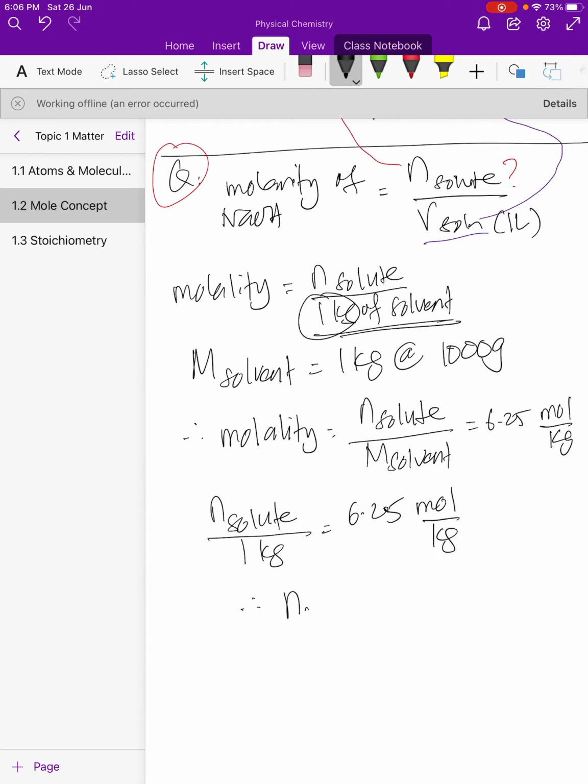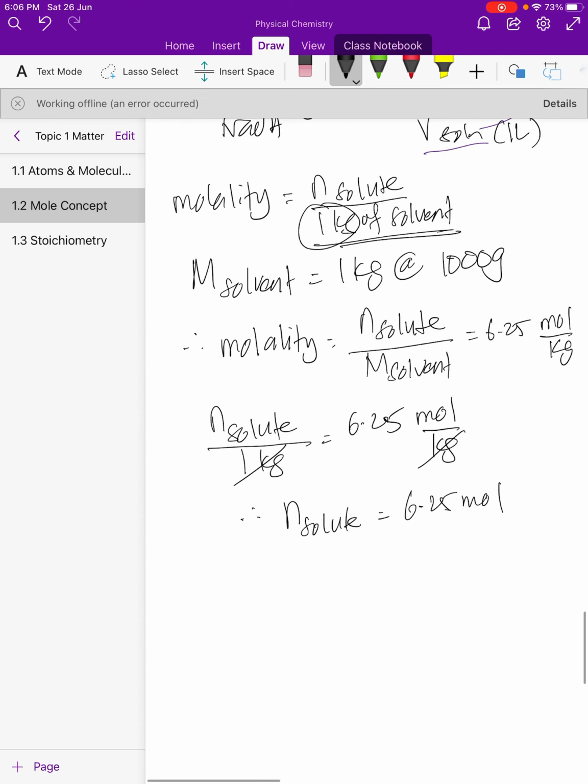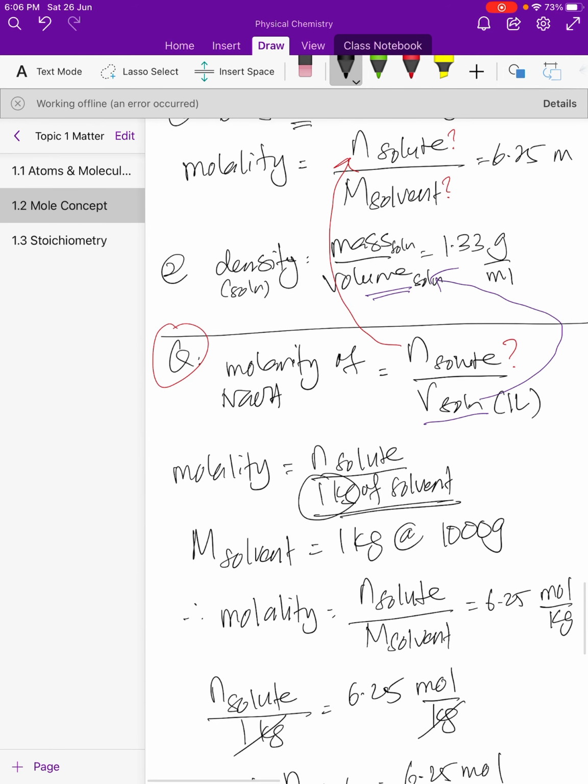That means mole of solute equals, kg can be cancelled, so I get 6.25 mole. This is the mole of solute. So we go back to this question. That means we managed to solve this mole of solute. How about volume of solution?